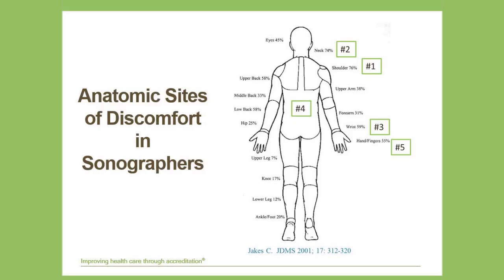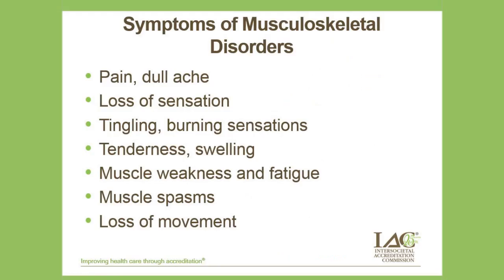The thing that was interesting to me about this 2001 article is that it did identify anatomic sites of discomfort in sonographers. And if you look, I've highlighted the ones that are most common. So shoulders, necks, yeah, I'm guilty of both of those, wrists, low to middle back, and then hands and fingers. The thing that I found really interesting is that even eyes can be affected. And if you think about how we look at monitors, that's absolutely understandable.